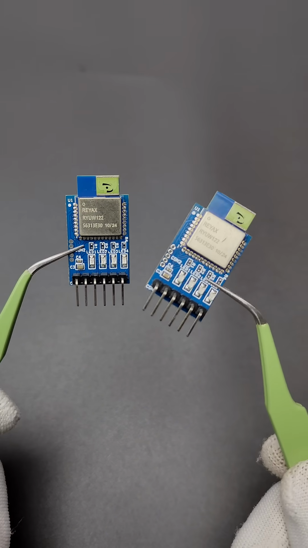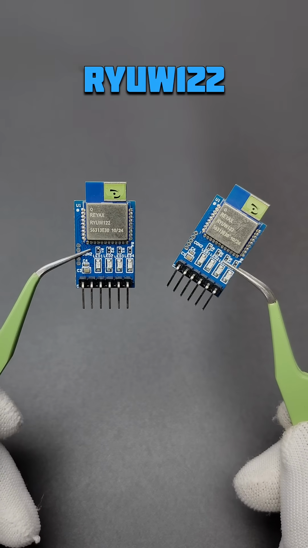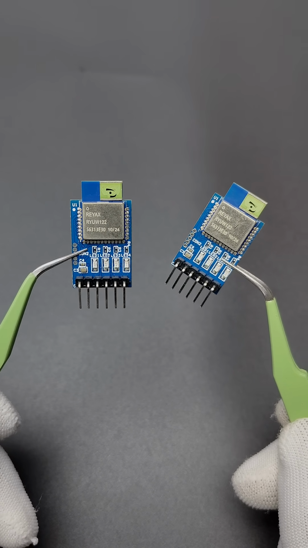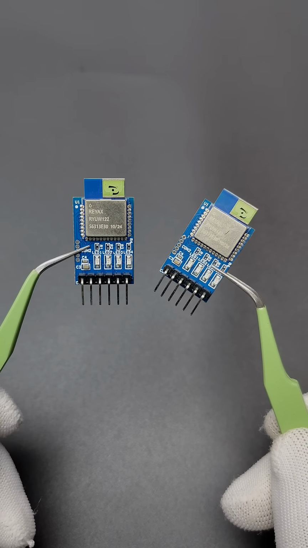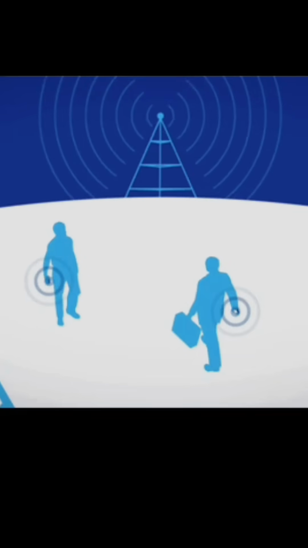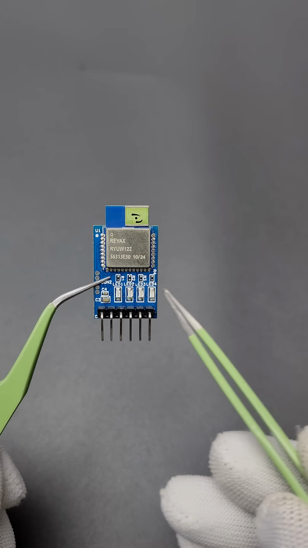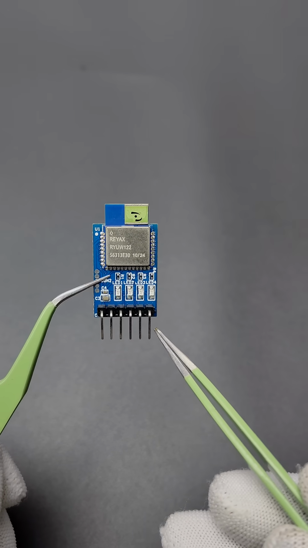Hi there. These are the RYUW122 Lite UWB or Ultra Wideband Transceiver Modules from Reyax Technologies. UWB is a wireless communication technology that uses a broad spectrum of frequencies to transmit data. UWB modules are widely used to measure distance between multiple devices and find accurate locations without the need of internet, for example, in AirPods. It has four LEDs on the front side, which helps to indicate the module status.